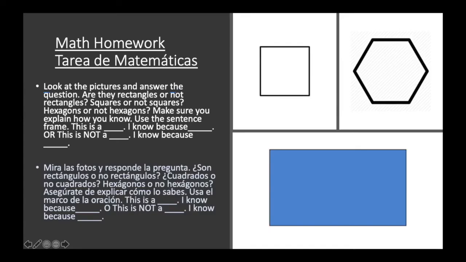Math homework. Look at the pictures and answer the question. Are they rectangles or not rectangles? Squares or not squares? Hexagons or not hexagons? Make sure you explain how you know. Use the sentence frame: this is a ___, I know because, or this is not a ___, I know because. Is this flag a rectangle? How do you know? Say, it is a ___, I know because, or it is not a ___, I know because.